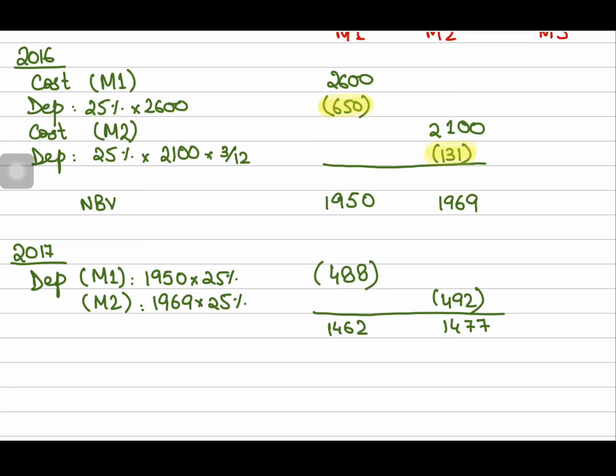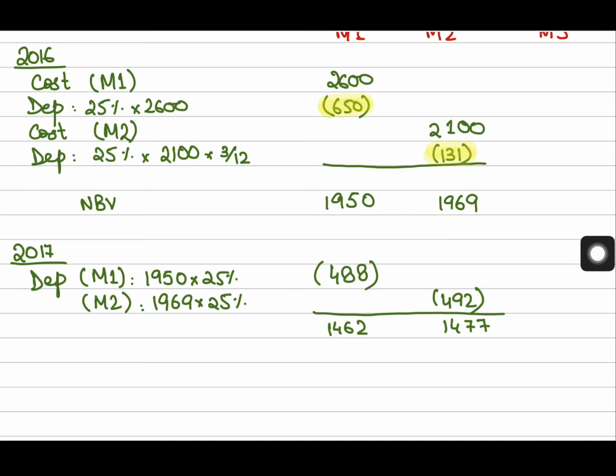Okay, so although when we are following the reducing balance method, we know that the depreciation every year decreases, but in this case it is not decreasing, right? Rather it is increasing. In first year it was 131, now it is 492, but this is only because we charged for 3 months only in the first year, and for the next year we are charging for full 12 months. Only that is why.